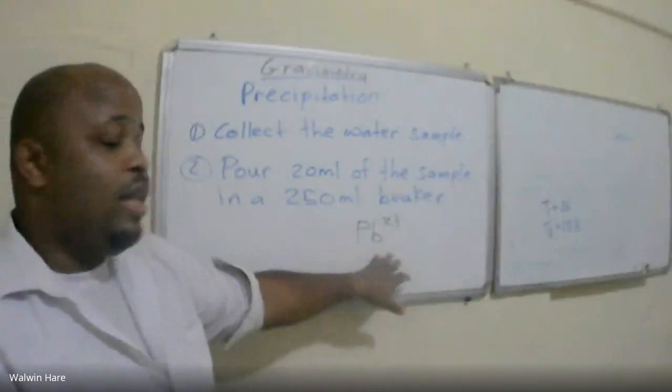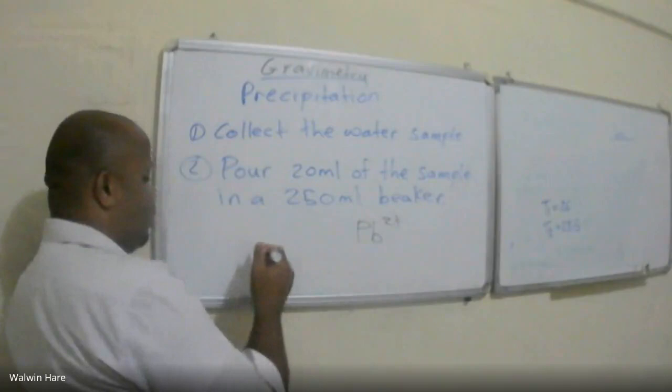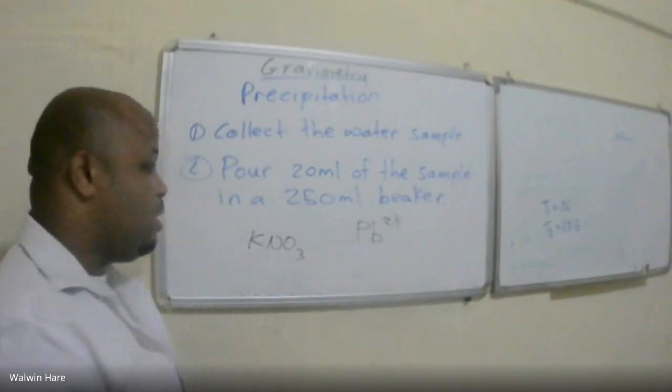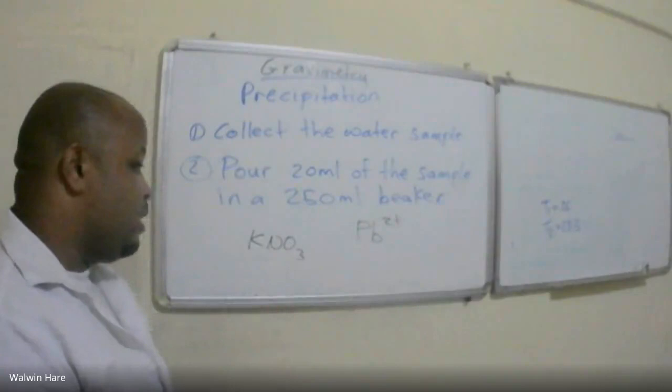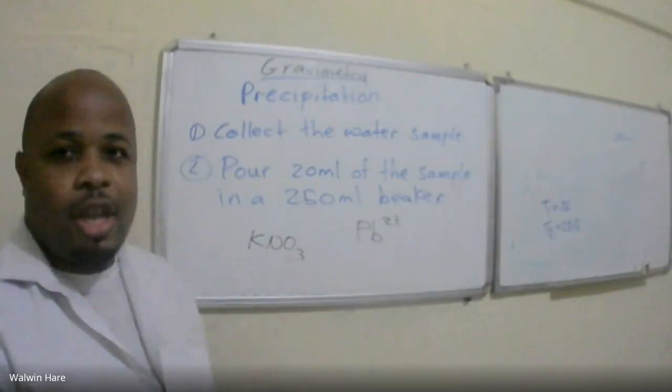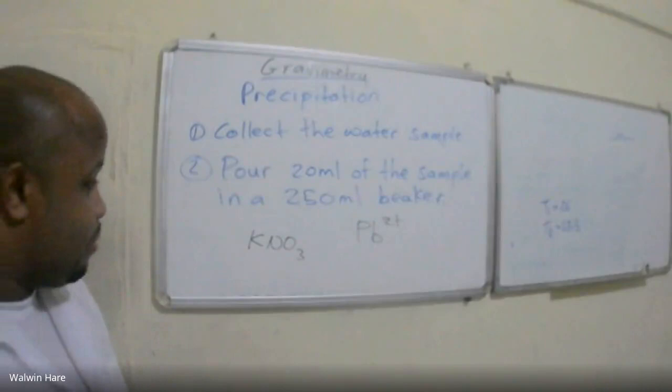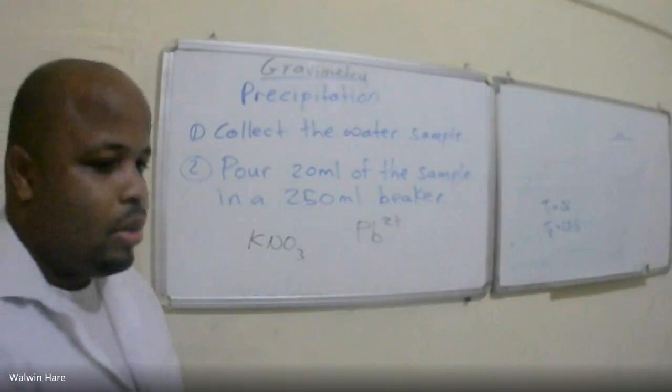If I add a solution of potassium nitrate to the solution, I will not get a precipitate. Alright? Because the lead ions are going to combine with the nitrate ions to form lead nitrate. Now, all nitrates are soluble, so we would not get a precipitate.